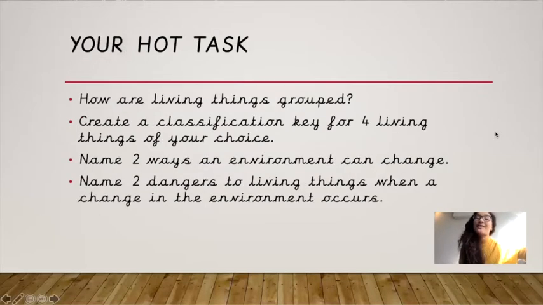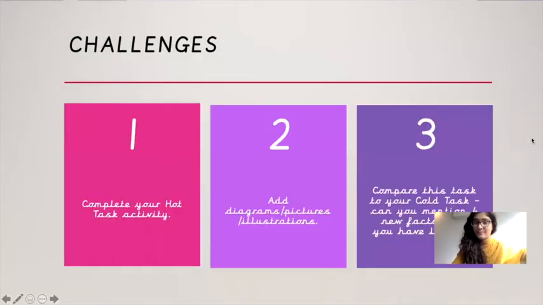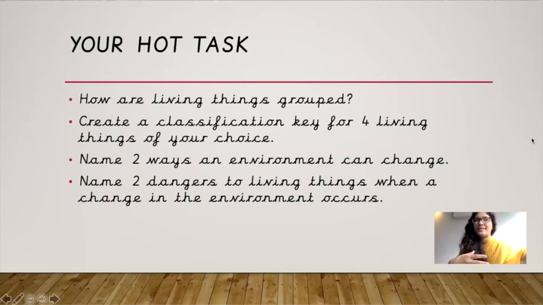Now, your hot task is to answer or to complete these 4 bullet points. How are living things grouped? You have to answer that. You are then to create a classification key for 4 living things of your choice. Then you are naming 2 ways an environment can change. Lastly, you are naming 2 dangers to living things when a change in the environment occurs. Occurs is when something takes place.